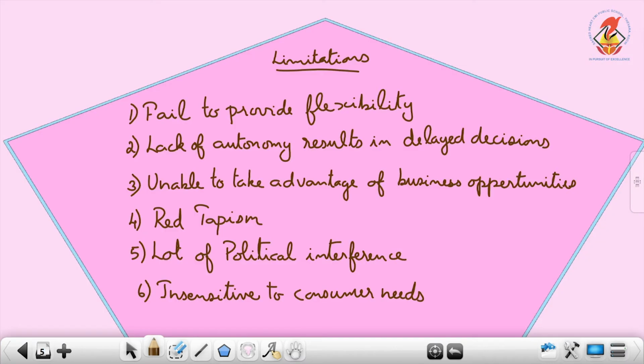Now, some of the demerits and limitations. It fails to provide flexibility. Once a ministry or minister decides this is the way to operate, they have to compulsorily follow that. No flexibility, no freedom is given. They cannot go for any changes. There is a lack of autonomy. As a result, decisions to be taken immediately will take a longer time. It goes for procedural delays. Decisions to be taken then and there will be delayed because there is no freedom for persons handling it.